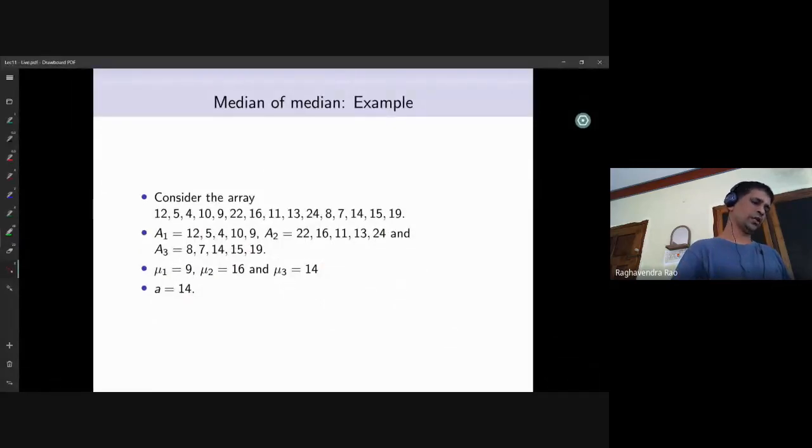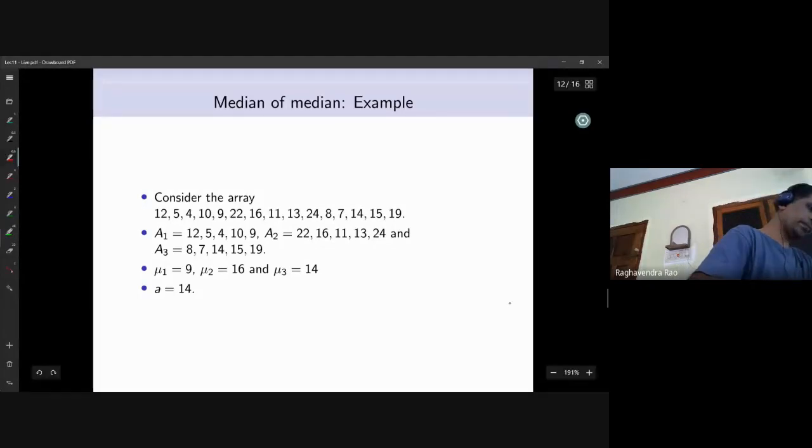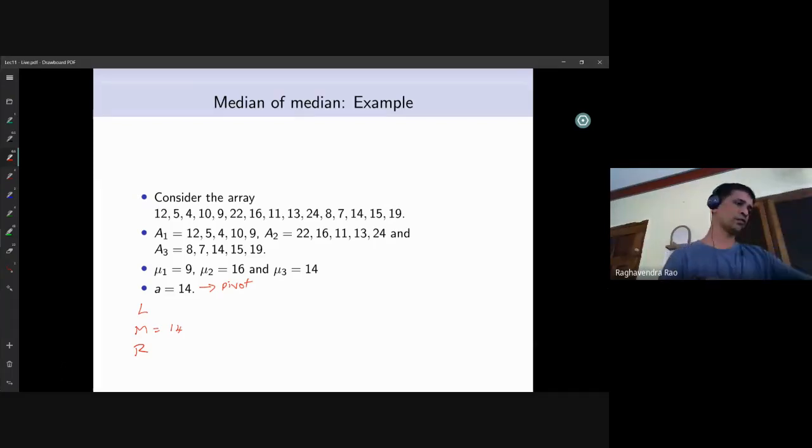So now A is 14. Now what are we going to do? We are going to partition the array. So now let's write down. The pivot is 14. This is the pivot. Help me in writing down L. M is 14. L, M, and R. M is 14. So what is L? All elements less than 14.